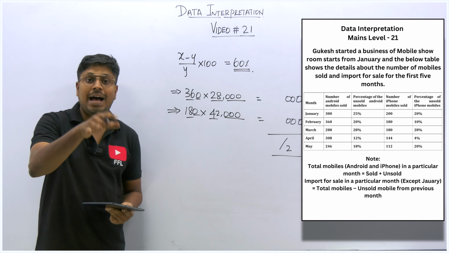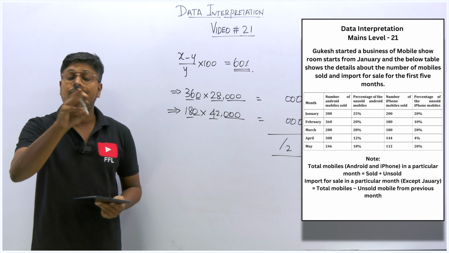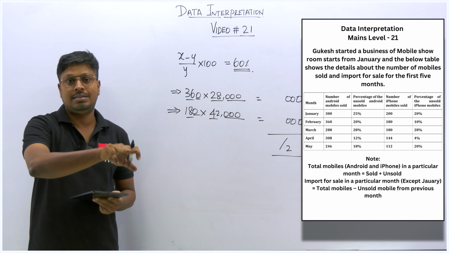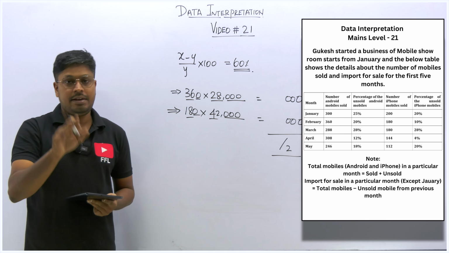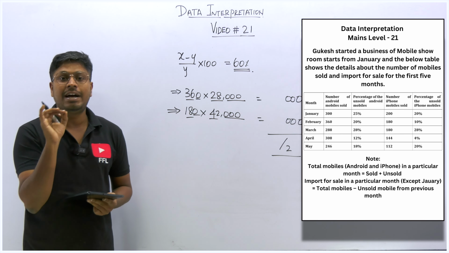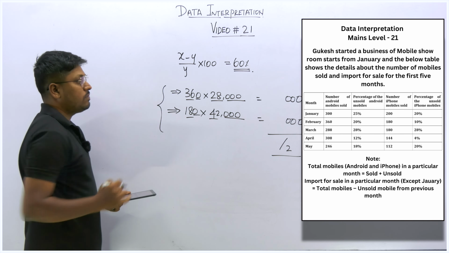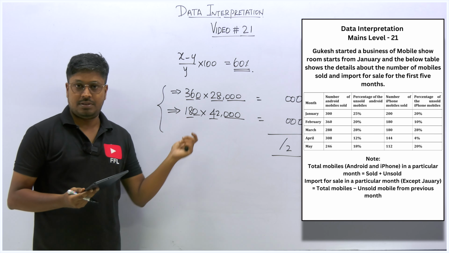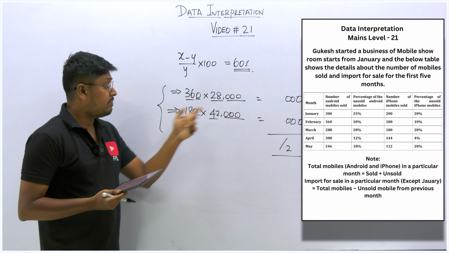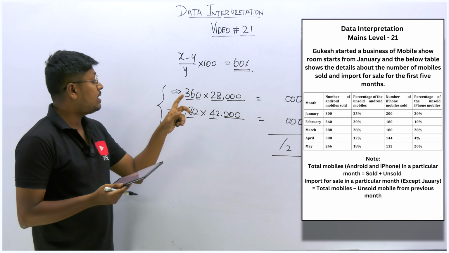Because we need to find the average. In total, we only have two products: product one is Android and product two is iPhone. So to find the average, divide by 2. Once you divide by 2, you will get the average of the total mobile phones list in the month of February. So it's February they have given. This will be the answer for the first question.